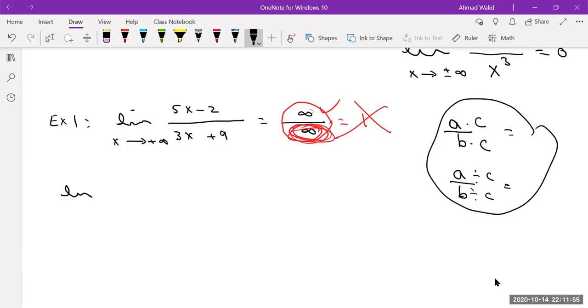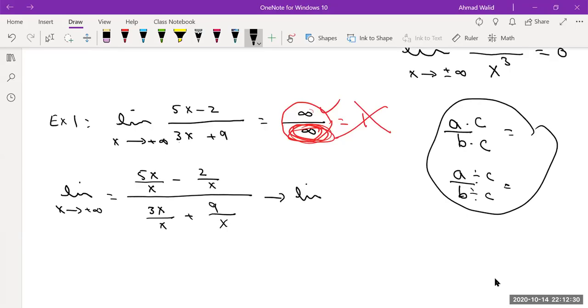I have limit as x approaching positive infinity. What I do here, let's divide all the terms in the numerator and all the terms in the denominator by x. Later, I'll explain why x. Let's divide everything by x, right? Here, 2 divided by x. Here, 3x over x. And here, 9 over x. Let's see what's happening. Let's simplify.